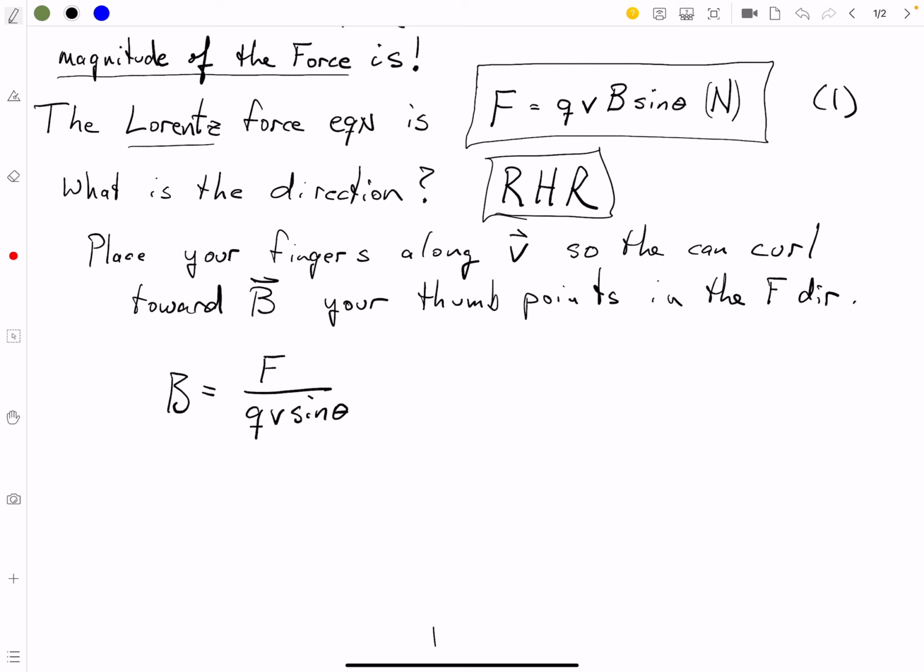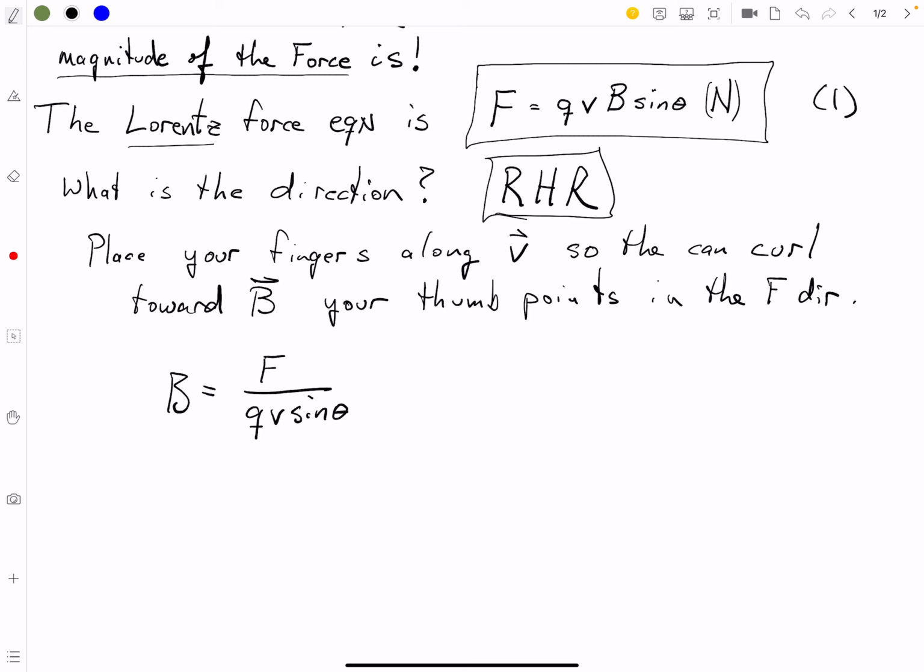Okay, everybody okay with that? Good. So now, if we know the force and the angle and the velocity and the charge, we can figure out what our B field is.